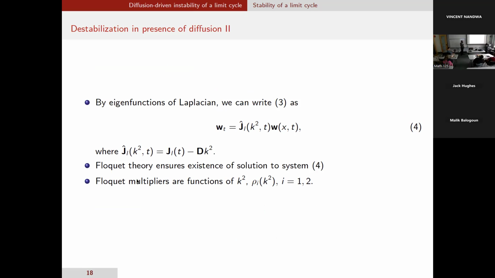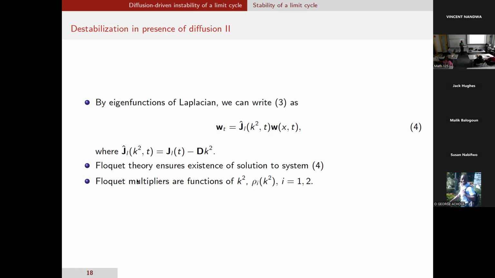So the task here is now to check, for each set of parameters, whether we can get a k such that rho of k squared is less than 1. We need to check that at least there exists a k where this becomes more than 1. In that case, it means the limit cycle has been destabilized. If there is no such k, then we are not destabilizing the limit cycle, so it remains stable in the presence of diffusion.